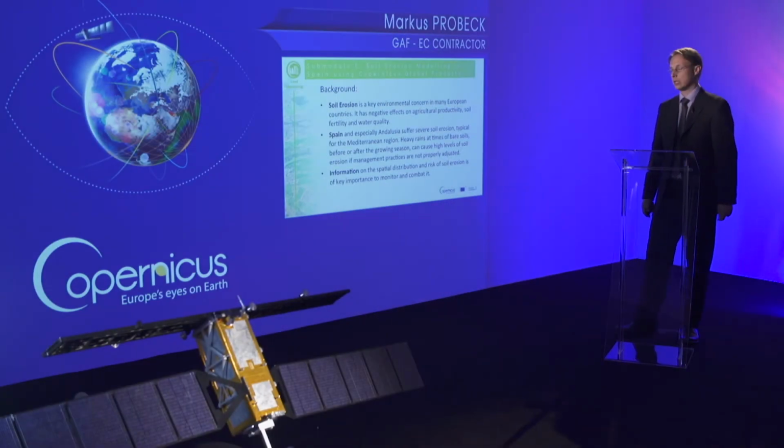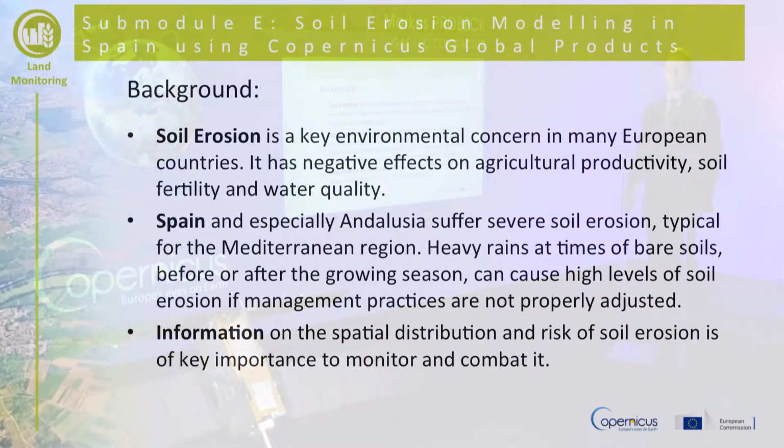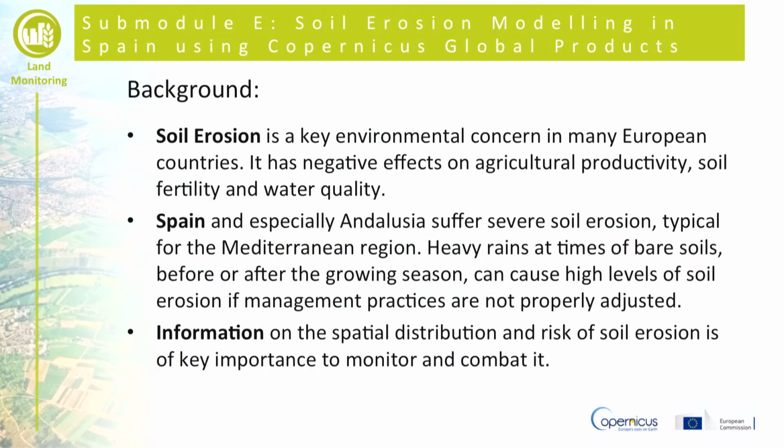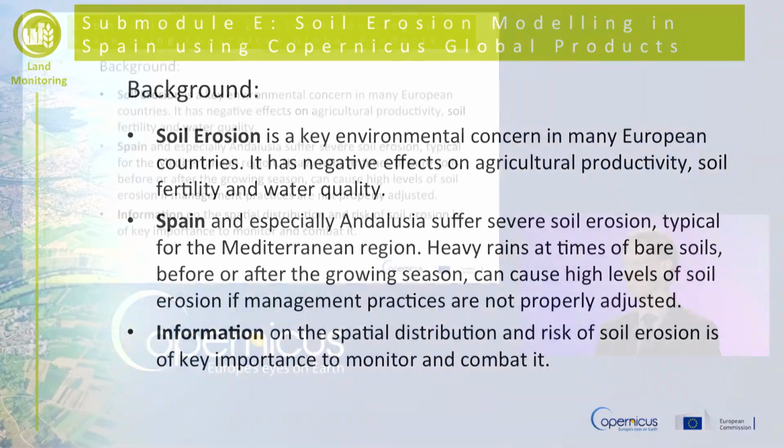As a background, one can say that soil erosion is a common phenomenon and a common problem appearing in the Mediterranean area, specifically in Spain. And in Andalusia, there's a lot of soil erosion, typically at times when there are bare soils. So in winter, when no agricultural activity is taking place and when the raining is starting, and specifically after and before the growing season. That can cause relatively high levels of soil erosion because there's no resistance to the surface runoff and the taking away of the soil with it.